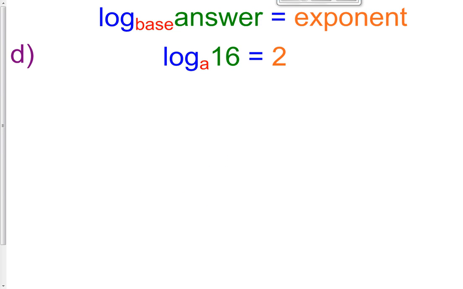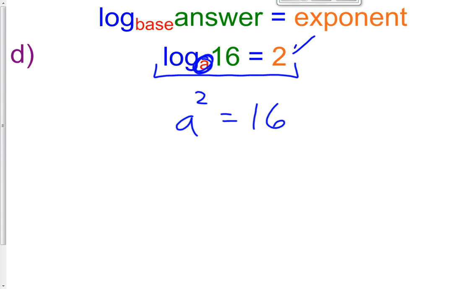Letter D. Now our base is our variable. So what does that equal? Once again, I'm going to change the form. Right now it's in logarithmic, so let's change it into exponential form. So a raised to the 2nd power equals 16. The base stays in the same spot. Raise it to the number on the right. That equals the 16. So if a squared equals 16, I'm going to square root both sides to get a all by itself. A equals both plus and minus 4.